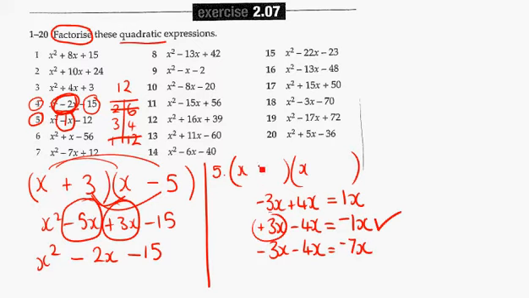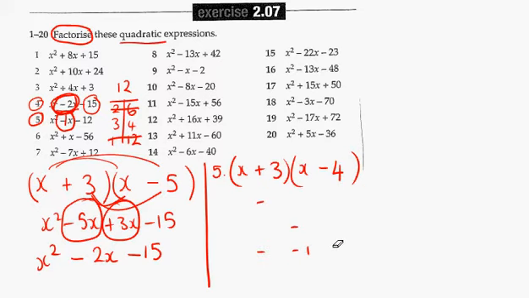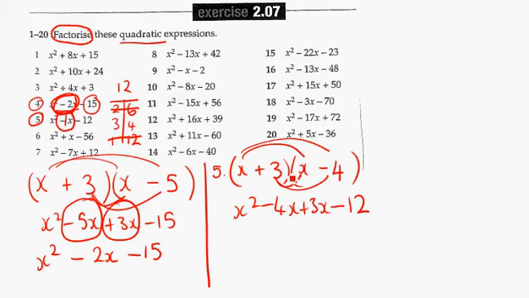So I can see I'm going to need a plus 3 term, and I'm going to need a minus 4 term. And once again, if we check our answer by expanding it back, just quickly, x squared minus 4x plus 3x, positive and a negative is negative 12 when we multiply it back. And there I've got my minus 4 plus 3, which is minus 1x, minus 12, which is exactly what I wanted.